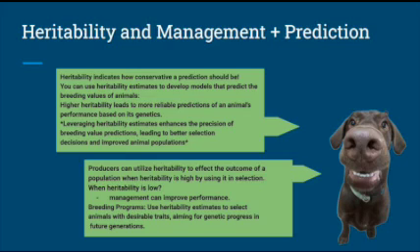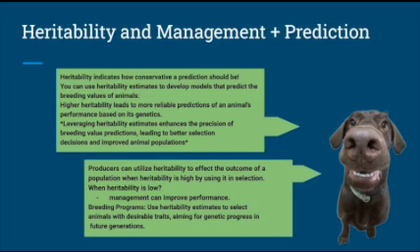Heritability and management, heritability and prediction. Heritability indicates how conservative a prediction should be. You can use heritability estimates to develop models that predict the breeding values of animals. Higher heritability leads to more reliable predictions of an animal's performance based on its genetics. So, leveraging heritability estimates enhances the precision of breeding value predictions, leading to better selection decisions and improved animal populations.